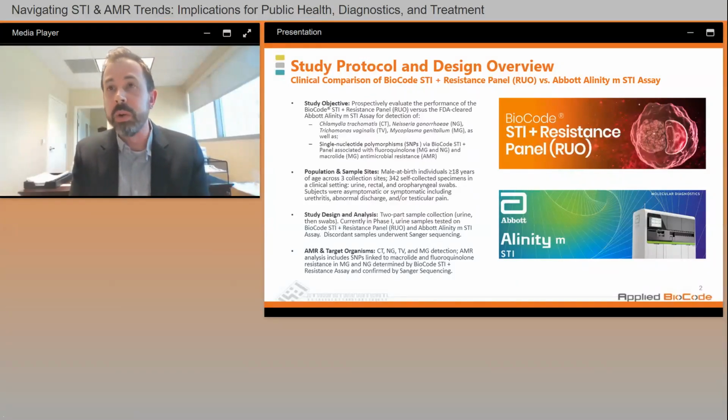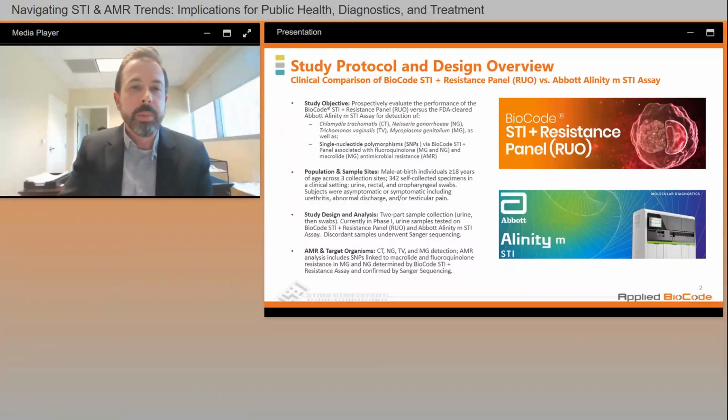But for phase 1, we're recruiting males at birth, both symptomatic and asymptomatic, who are eligible for the HIV PrEP or suspected of having STI infection, aiming for 80 positives total across all targets. The population size is dependent on prevalence of each target, obviously, especially for hard to find positives like gonorrhea, as we saw earlier.